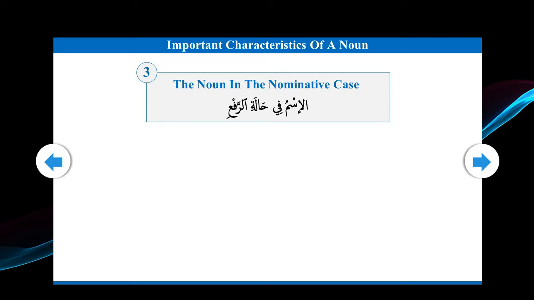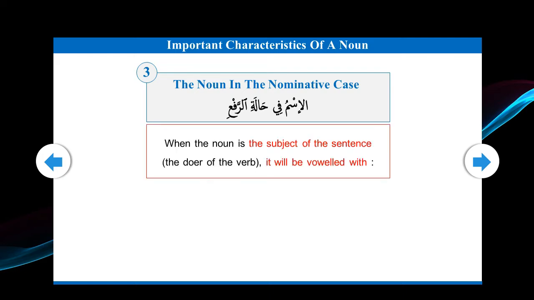The noun in the nominative case. When the noun is the subject of the sentence, the doer of the verb, then the noun will be voweled with dhamma if the noun is definite.